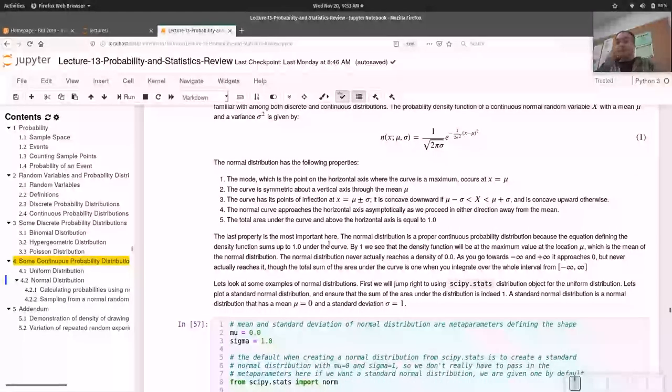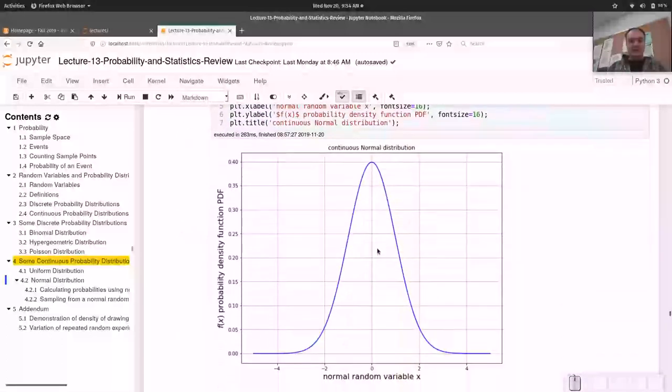The normal distribution has the following properties. The mode, the most likely point of the probability density function, is at mu, the mean, so it occurs where x equals mu. Then, the curve is symmetric about mu, which means it's mirrored. If the mean is zero, you can flip it around the zero axis. It's exactly the same at negative 2 as it is at 2, the same value.